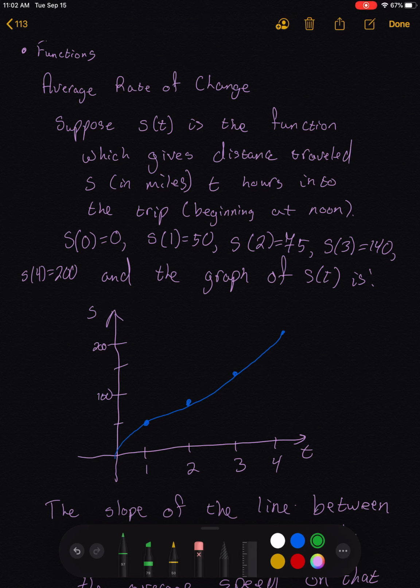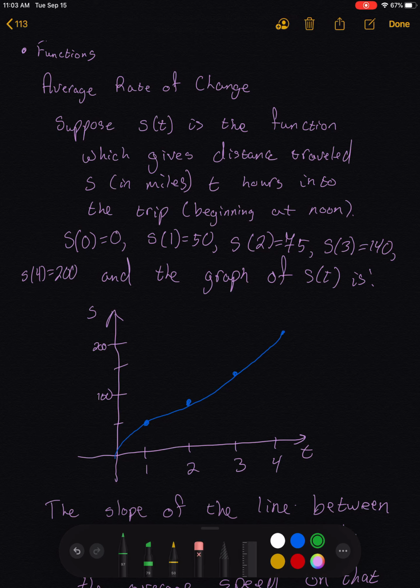Okay, next we'll take a look at a very important thing to be able to do with a function, and that is finding the average rate of change between 2 points on that function. And I'm going to begin with sort of an application to see where we might use this.